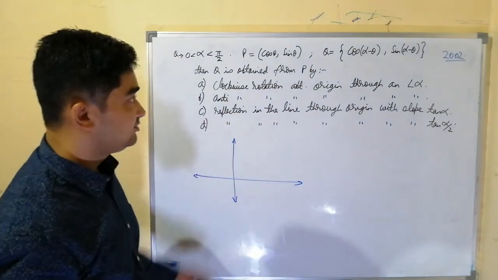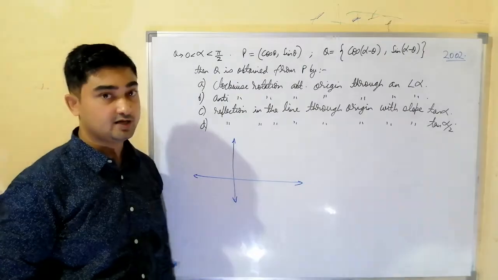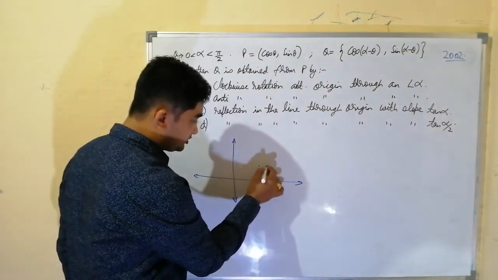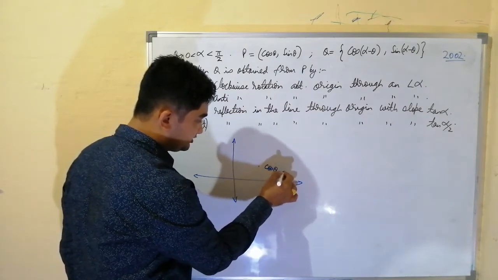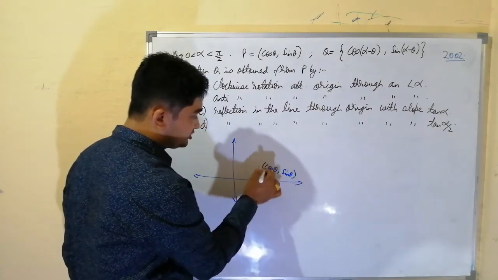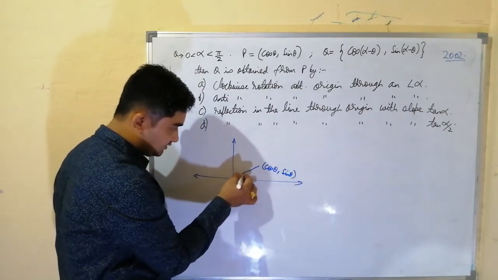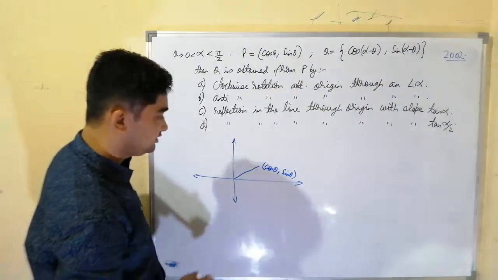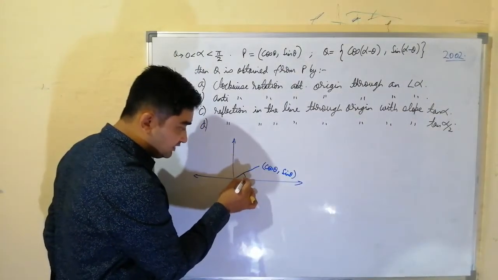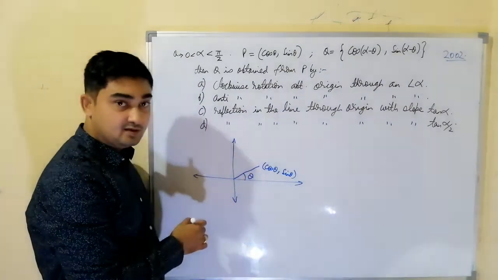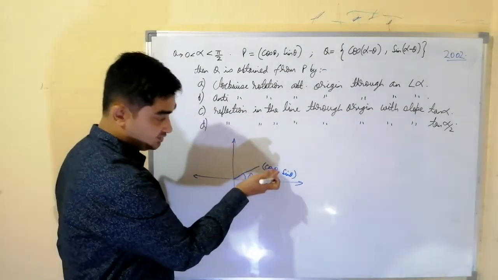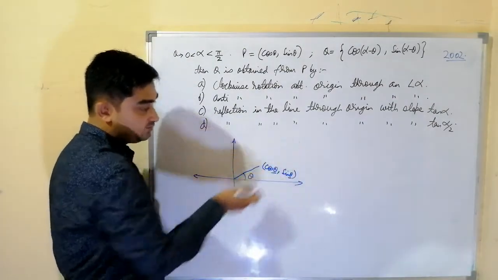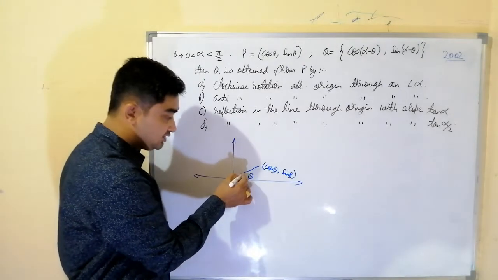Point P is represented by a complex number which is cos theta plus iota sin theta. So it is a point which is cos theta comma sin theta. Real coordinate is cos theta, imaginary coordinate is sin theta. That means this angle is theta, because whenever argument is theta, the angle which this line makes with the positive direction of real axis is theta. So this direction is theta.